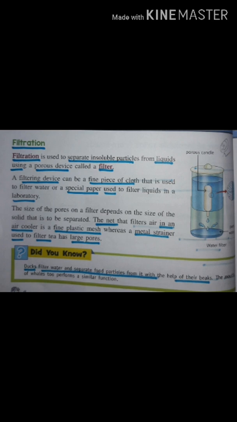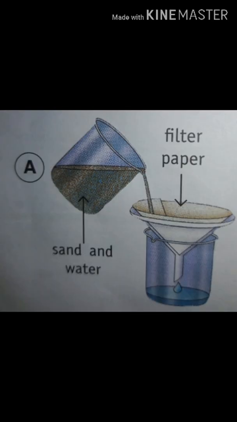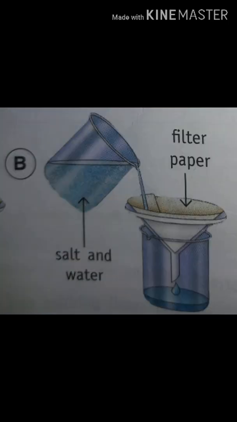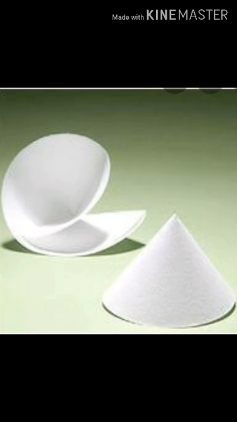So, to understand the concept of filtration in a better way, let's perform an activity. For this activity, take sand and water in beaker A and salt and water in beaker B. Now, after mixing both separately in different beakers, use filter paper to filter each solution separately. Here filter paper is a piece of porous paper for filtering liquid. It is used in the science lab to remove solid from liquid.